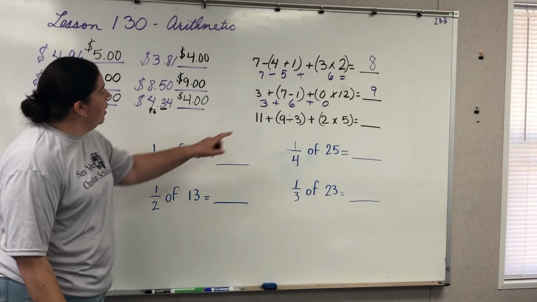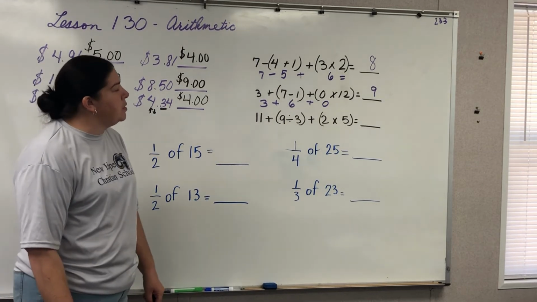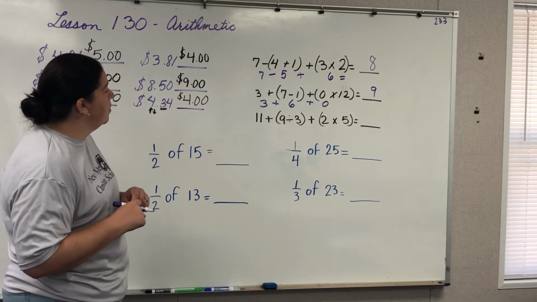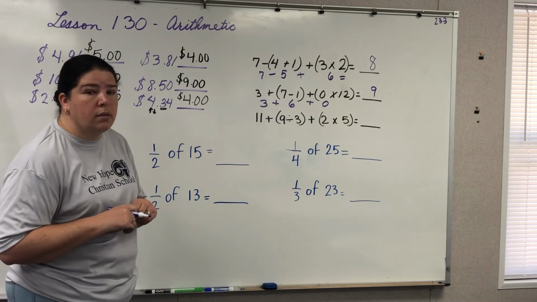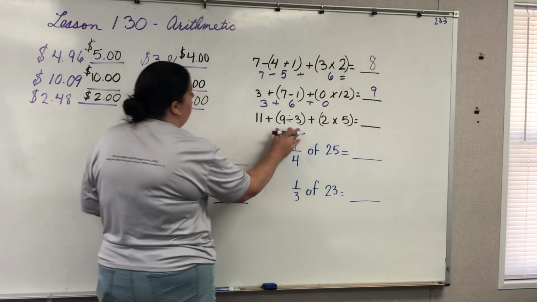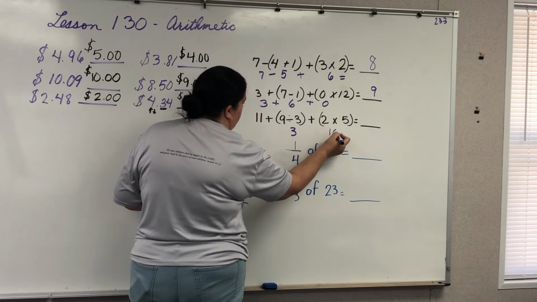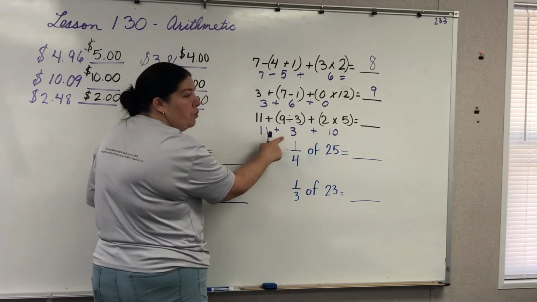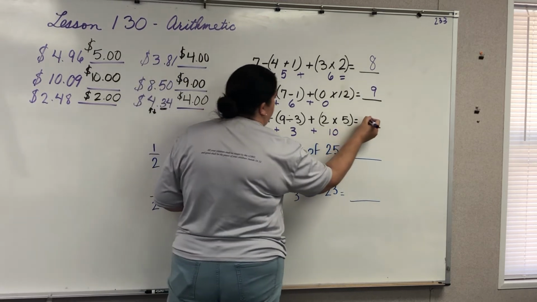Keep working at it. 11 plus 9 divided by 3 plus 2 times 5. Go ahead and work it out in your head. Let's see if you're right. So 9 divided by 3 equals 3. And 2 times 5 is 10. 11 plus 3 is 14. And 14 plus 10 equals 24.